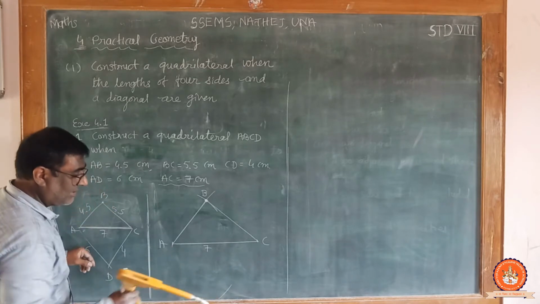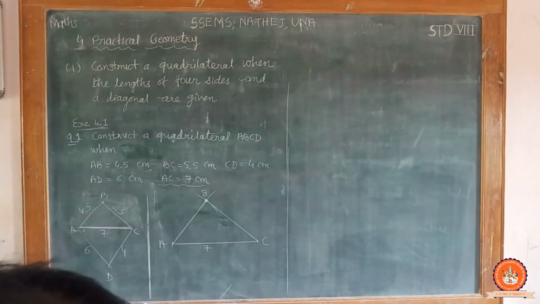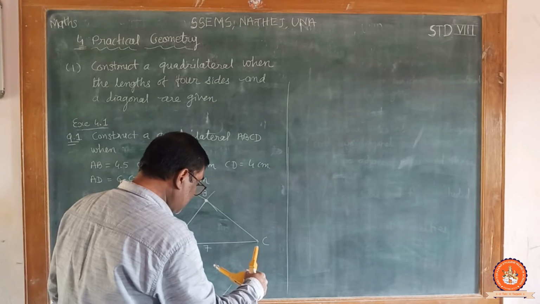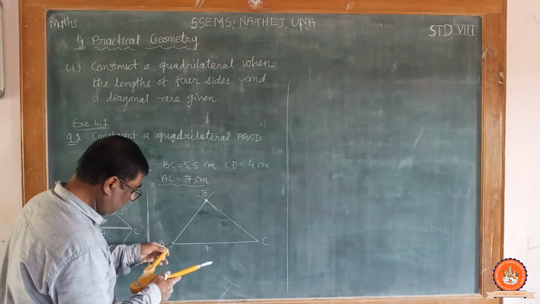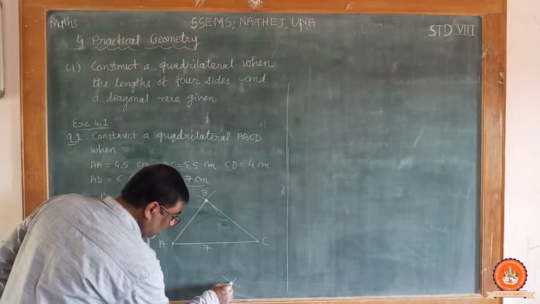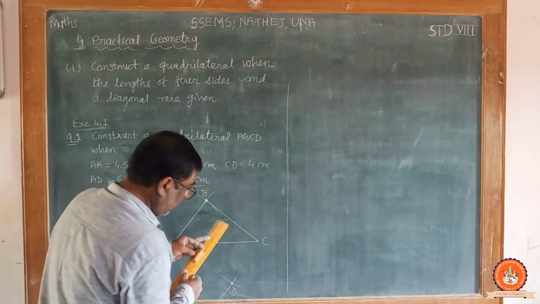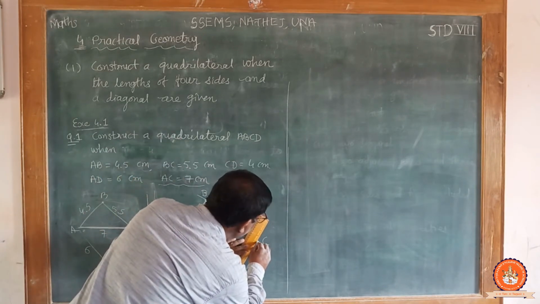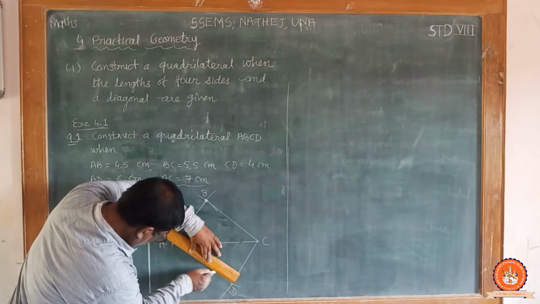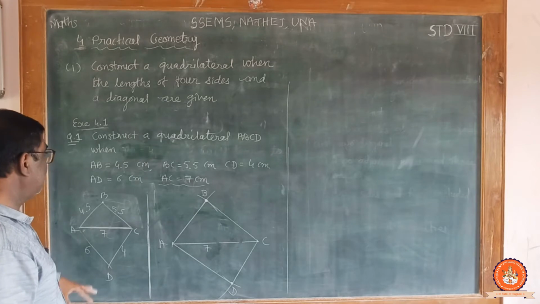And then D is 4 centimeters away from C. So now taking 4 centimeters radius, I'll draw an arc to get them to intersect each other. This is point D, and as we join AD and CD, this is the completion of the construction of quadrilateral ABCD as per the given measurements.